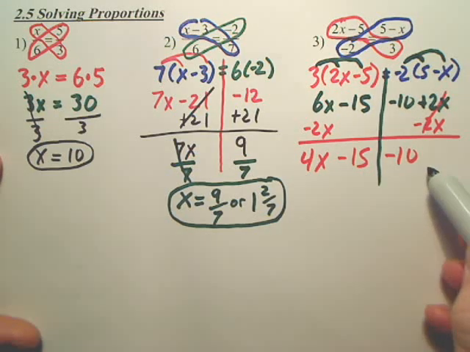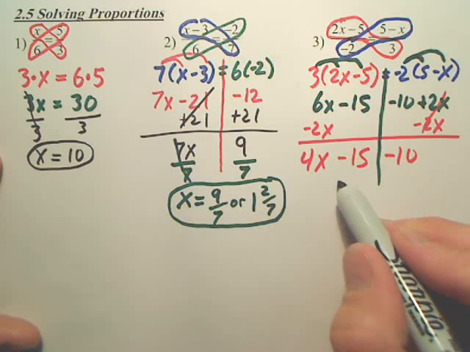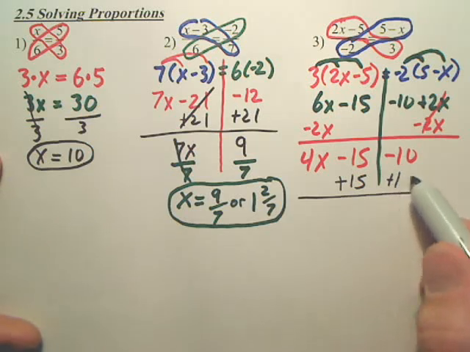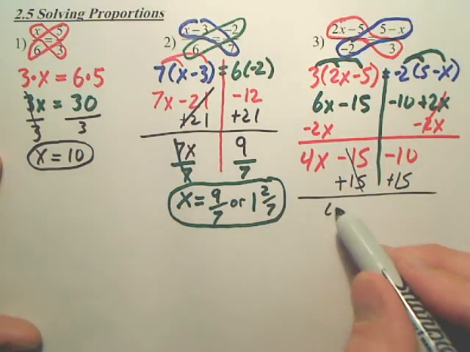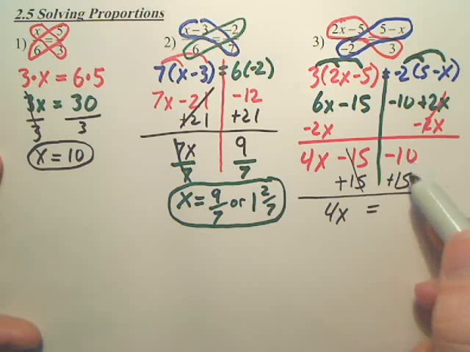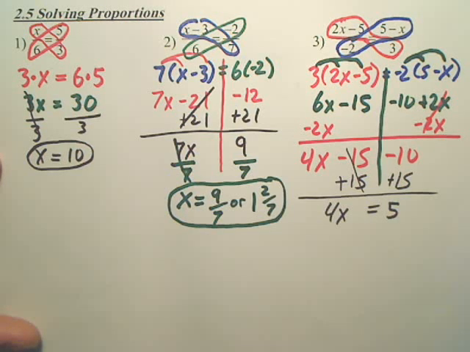Okay, new equation. I want to get the 4x by itself. The opposite of minus 15 is plus 15. Bam, it's gone. So we have 4x left equals negative 10 plus 15 is 5.